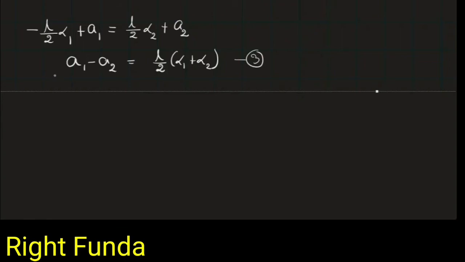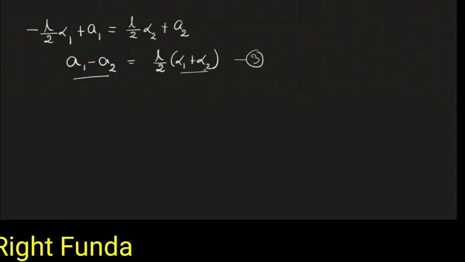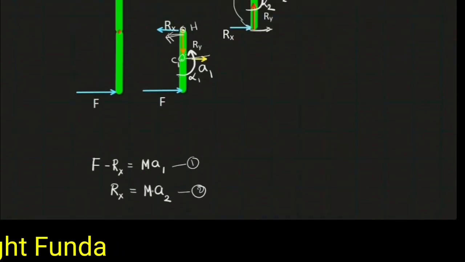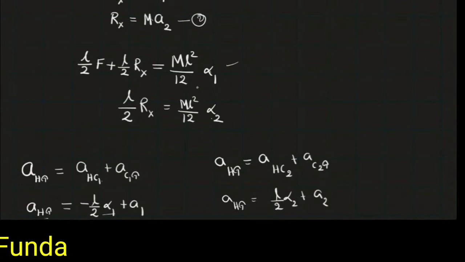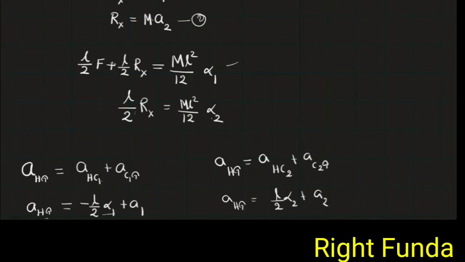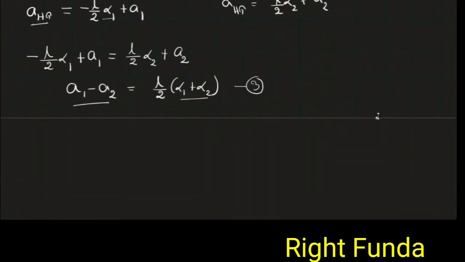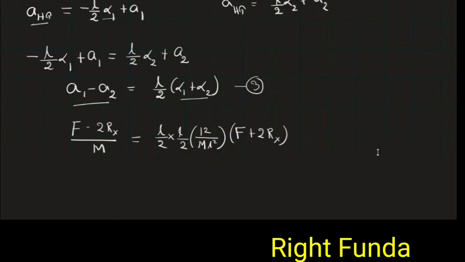One thing I require is A1 minus A2, and I require alpha 1 plus alpha 2. So for A1 minus A2 from these equations, I subtract one from the other, this will be cancelled, and I get F by M. A1 minus A2 is equal to F by M. And for alpha 1 plus alpha 2, this will go to this side, and the two will be cancelled out. Alpha 1 plus alpha 2 will be added together, and alpha 2 taken common. So F plus 2Rx, and 12 by ml square will go to the left hand side. This I can substitute here.